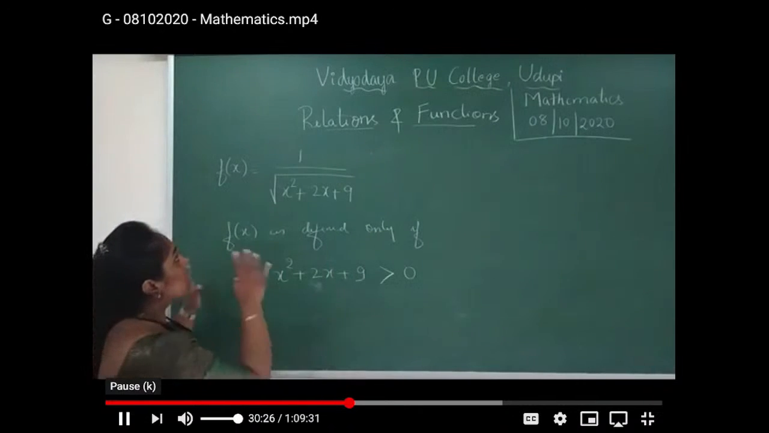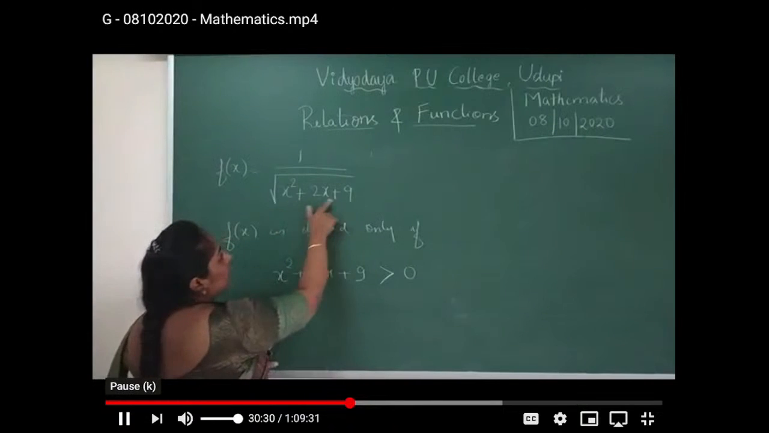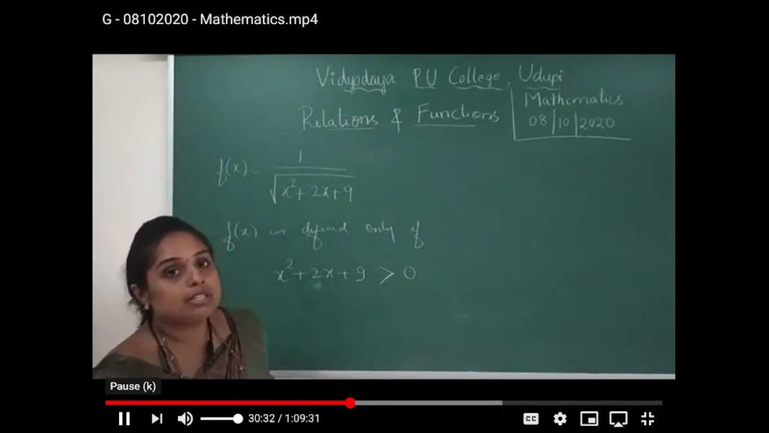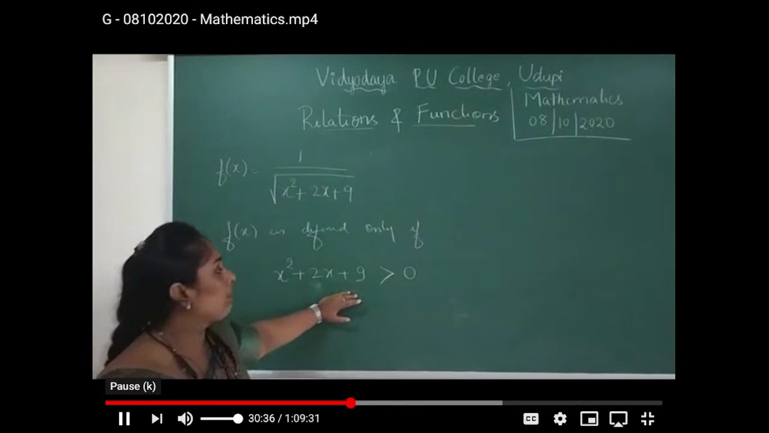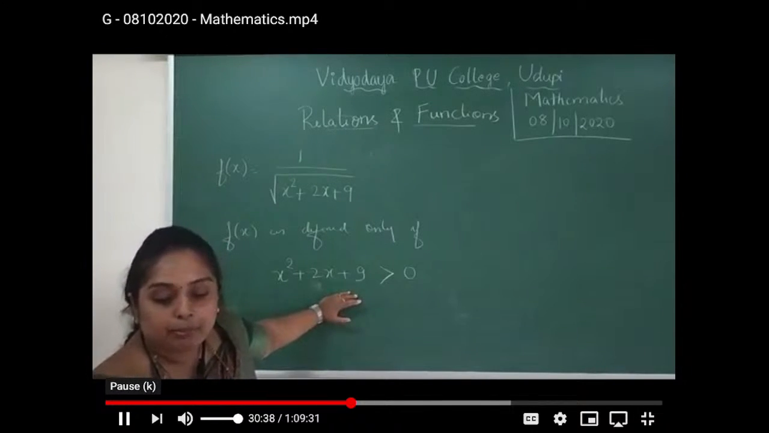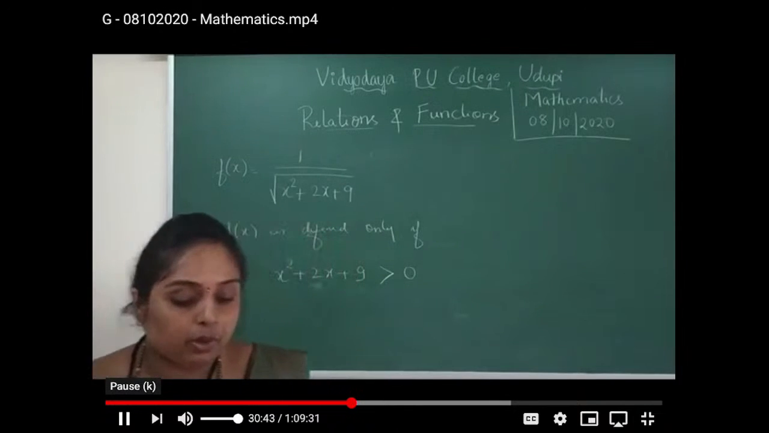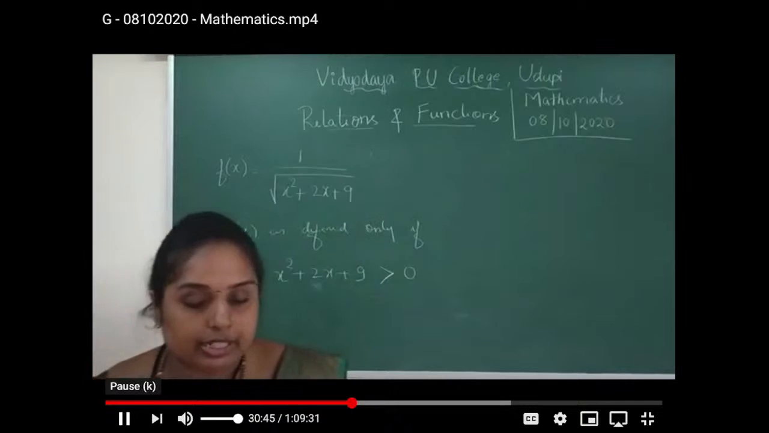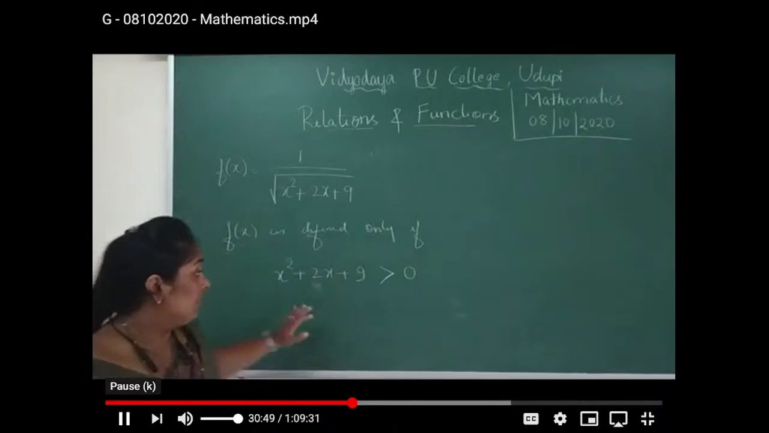Is it clear? So this function f of x is defined only if the value x square plus 2x plus 9 is positive. Okay. Now looking at the options, can you make out? See, options are open interval 1 comma 0, 1 comma 2, minus infinity to infinity, 0 to infinity. How will you make out which option is correct?